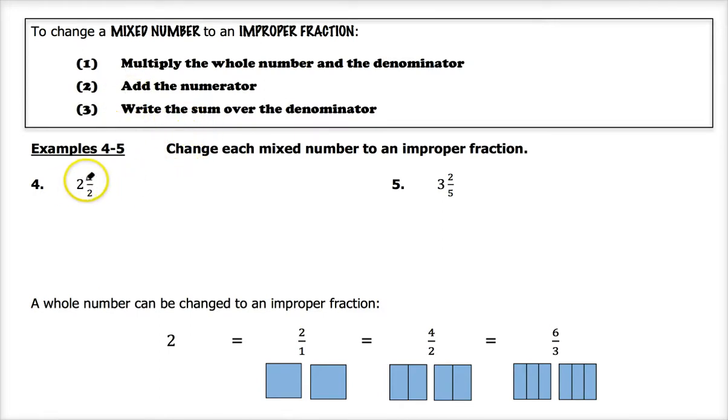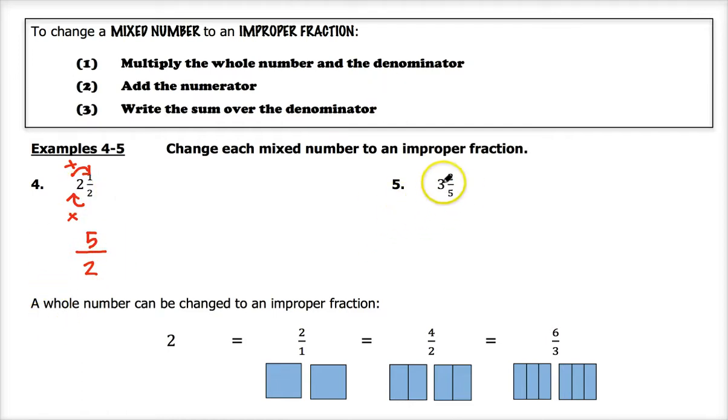So 2 and 1/2. If I wanted to change this to an improper fraction, I would multiply my denominator and my whole number. 2 times 2. 2 times 2 is 4. And then to that, I'm going to add my numerator, which is 1. 4 plus 1 is 5. So I end up getting a new numerator of 5 that I'm going to put over my original denominator, which was 2. So 2 and 1/2 is equivalent to the improper fraction 5/2.